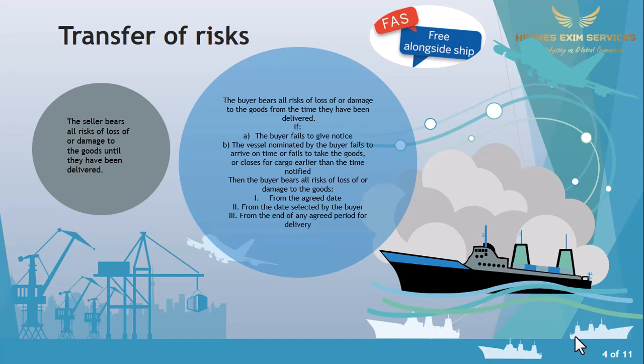If the buyer fails to give notice or the vessel nominated by the buyer fails to arrive on time or fails to take the goods or closes cargo earlier than the time notified, then the buyer bears all risks of loss of or damage to the goods from the agreed date, or in the absence of an agreed date, from the date selected by the buyer, if no such date has been notified, from the end of any agreed period for delivery, provided that the goods have been clearly identified as the contract goods.